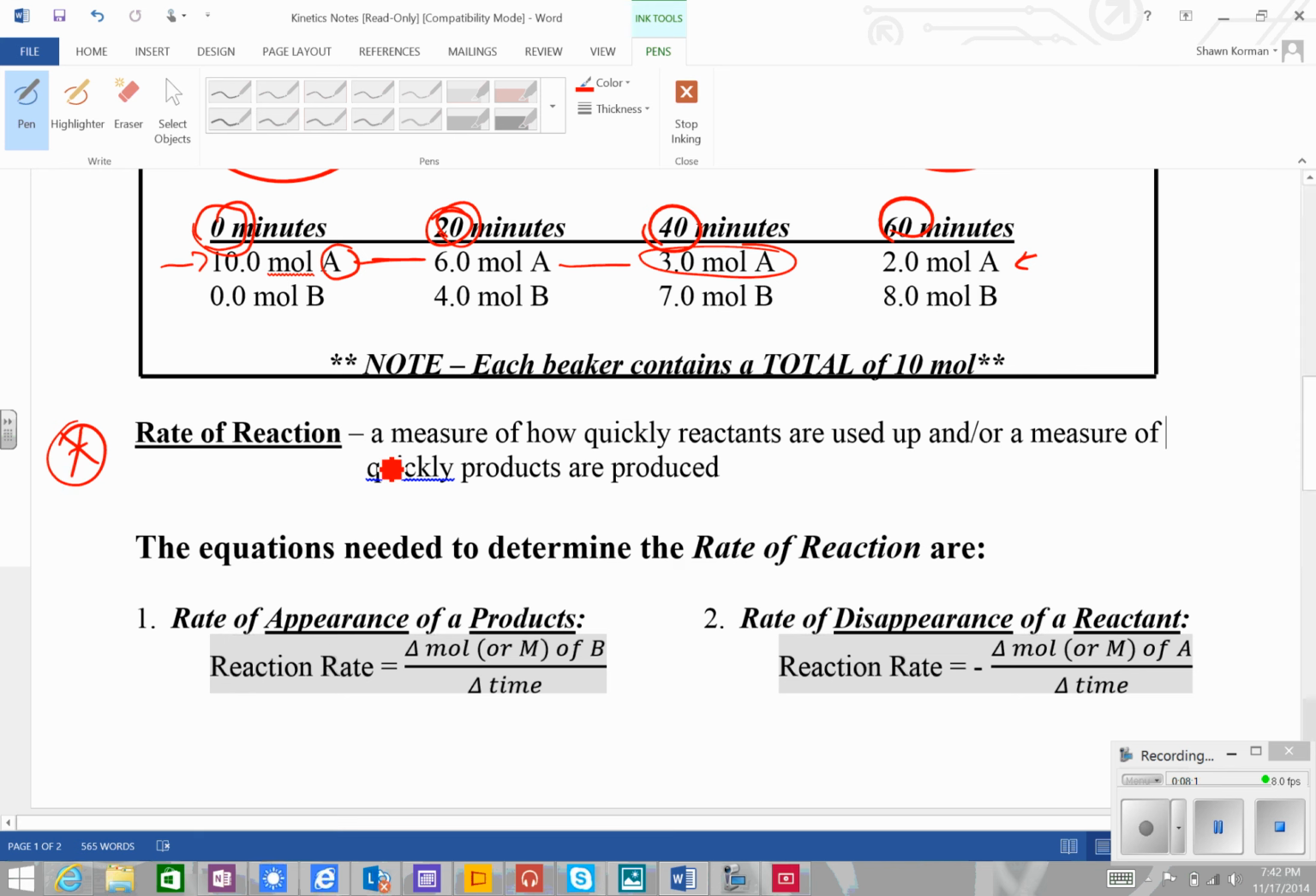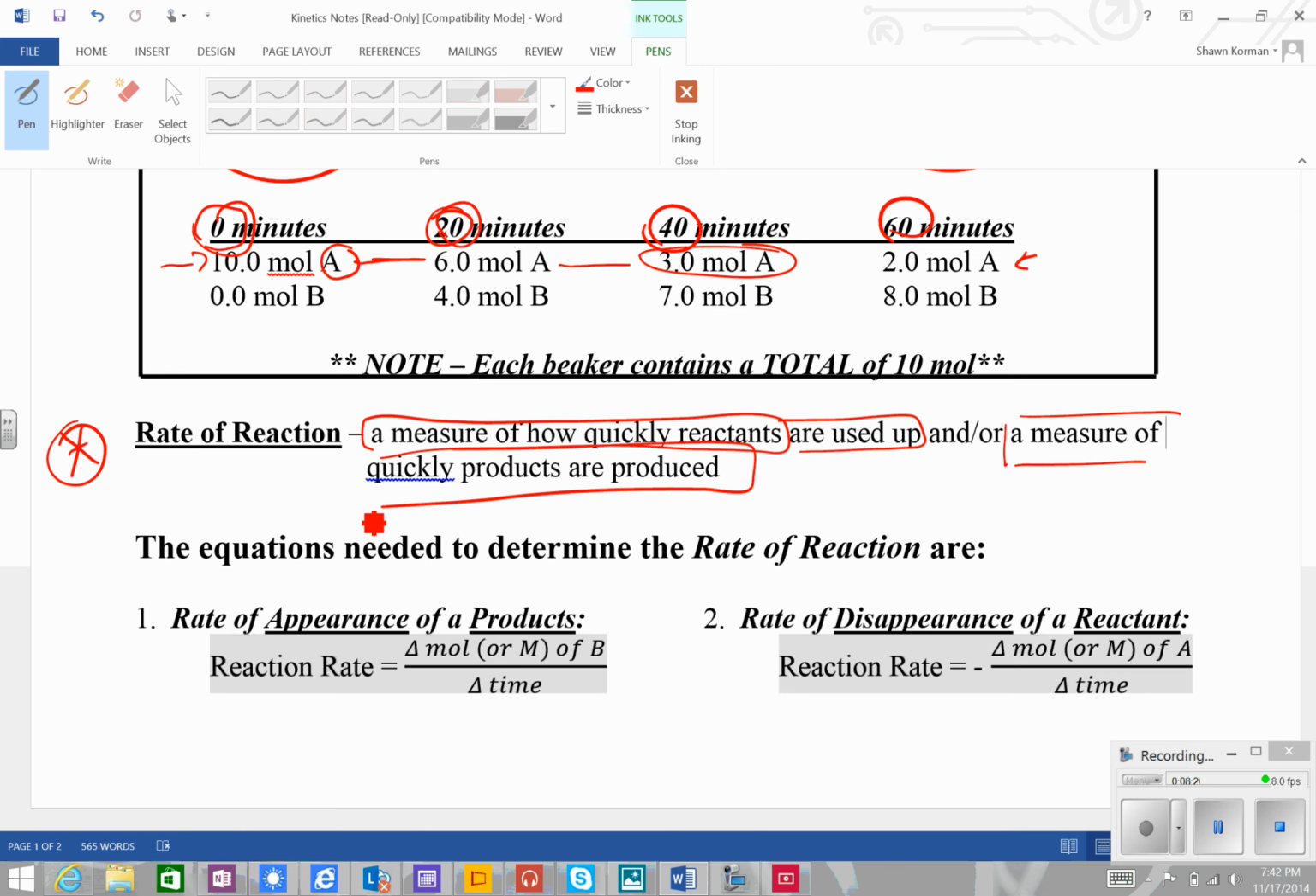So this is really 2 parts to this. How quickly the reactants are being used up, sorry, that should be in there. And then it's also a measurement of how quickly the products are being produced. We use up reactants, we produce products. And you can see there's 2 equations here. The only difference is that one is for products which appear, that's why it's called appearance of products, and one is for the disappearance of reactants.